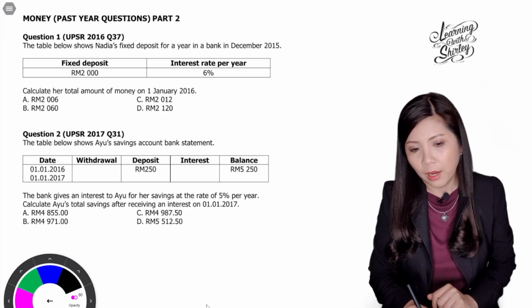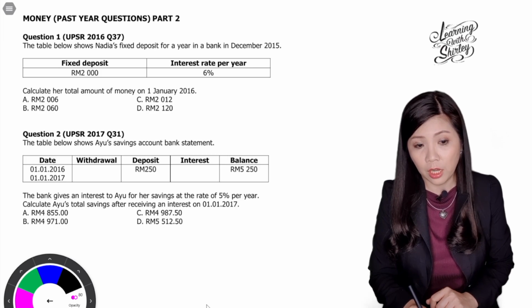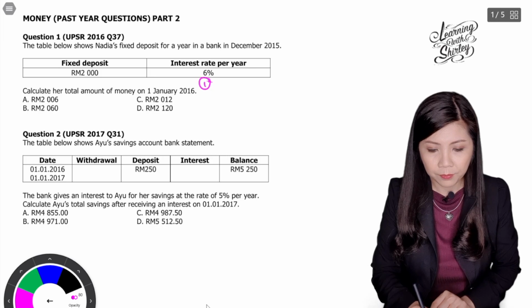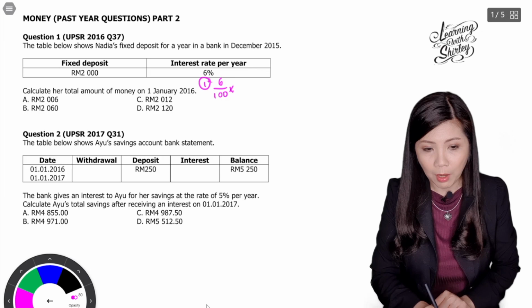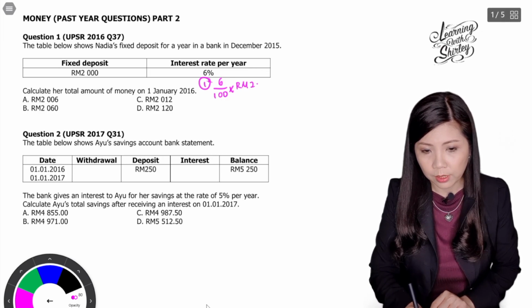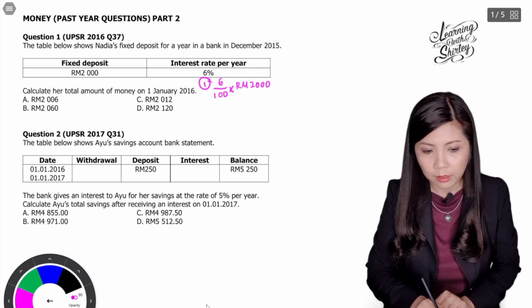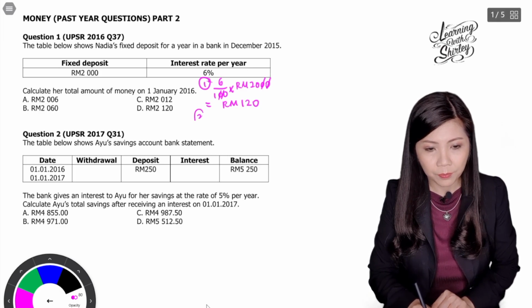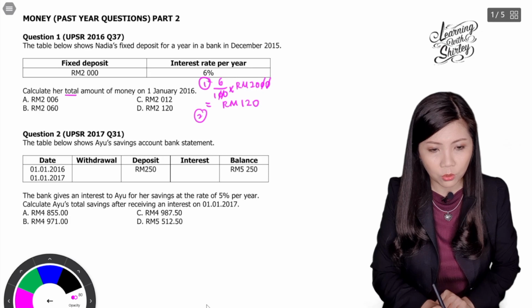So first of all, we have to calculate how much interest that she earned from her fixed deposit. So the first step is 6% times with the amount of money that she has in the fixed deposit, which is 2,000. Okay, so I'm going to cancel 2 zeros on top and 2 zeros at the bottom. Okay, so she earns 120 ringgit.